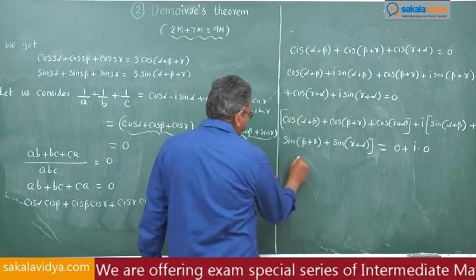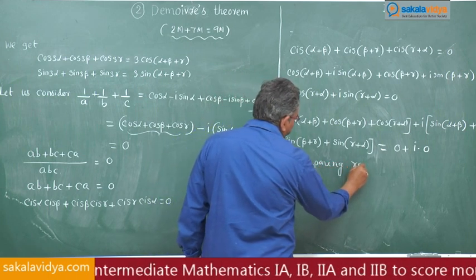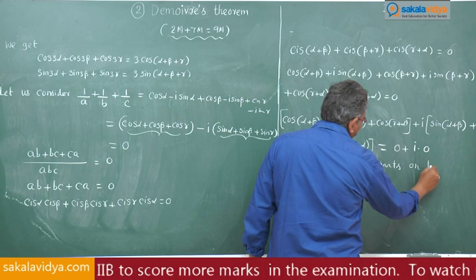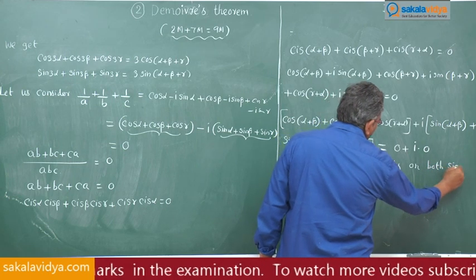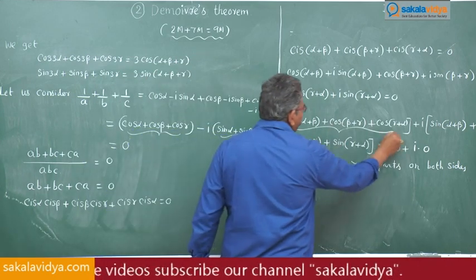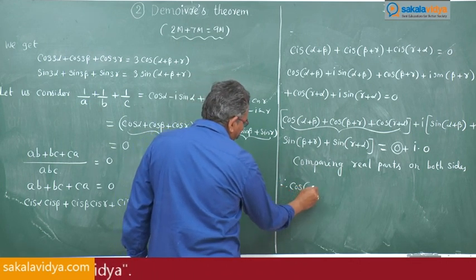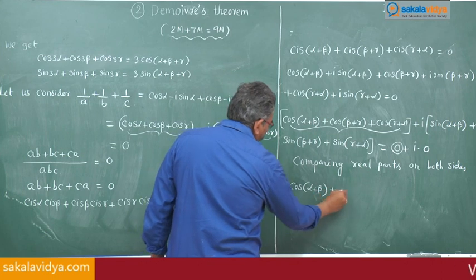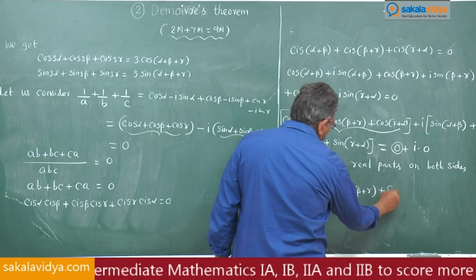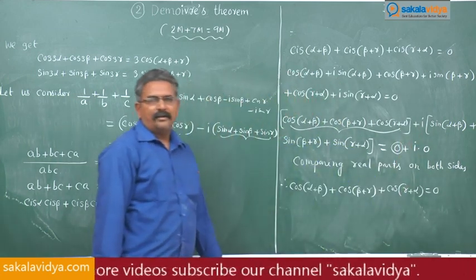So comparing real parts on both sides, we get this part is equal to this one. So we get therefore cos alpha plus beta plus cos beta plus gamma plus cos gamma plus alpha is equal to 0. Hence it is proved.